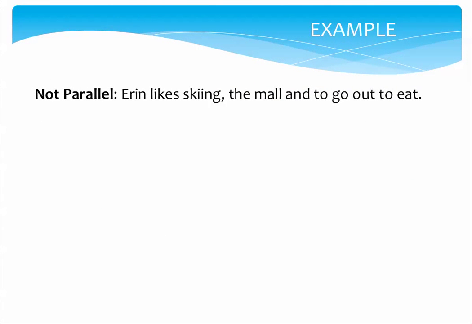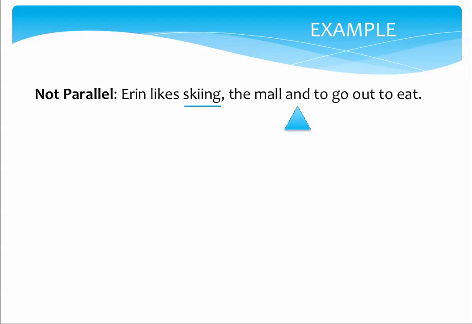Here's an example. This sentence is not in parallel structure. Aaron likes skiing, the mall, and to go out to eat. In order to figure out the parallel structure of a sentence, I recommend looking for the conjunction, the word that is joining the items that need to be in the same form. In this sentence, it's and. We want to make sure that the items being joined are in the same structure, that in other words, they balance on the teeter-totter created by this conjunction.